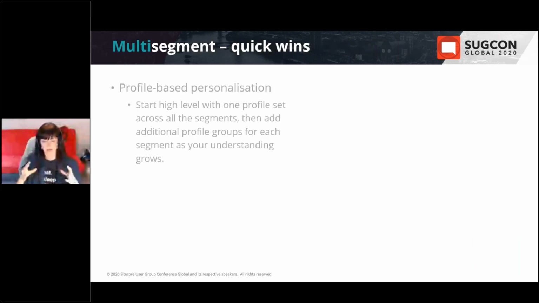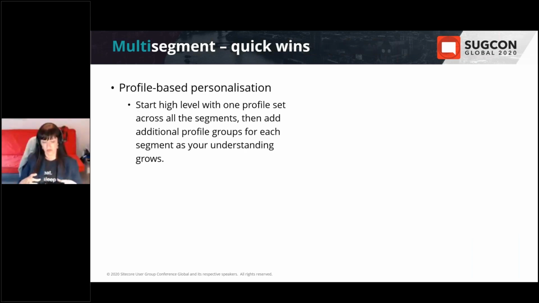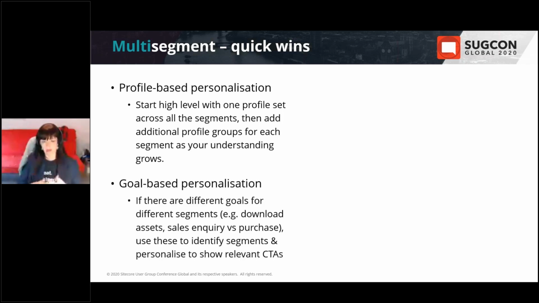Profile-based personalization here is not really so much going to be around sharing profiles across all of these segments as really clearly segmenting the segments and offering them very different journeys. But you start high level with one profile set across all the segments, and then you can add additional profile groups for each segment as your understanding grows. And then there's goal-based personalization, which is another really good way of segmenting your customers, because the key challenge here is to segment them, as I said. So if you have different goals for different segments, then you can use those to identify them and personalize to show other relevant calls to action.